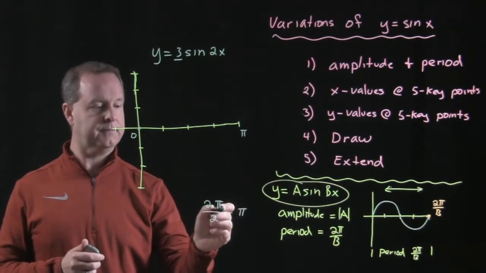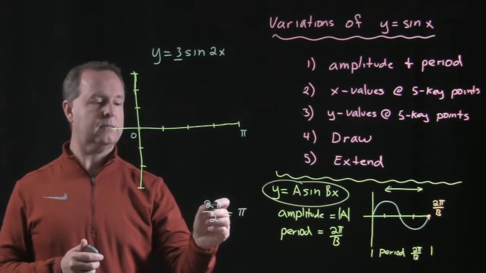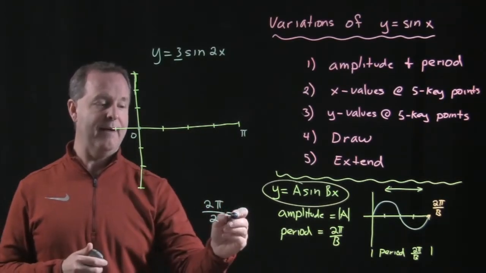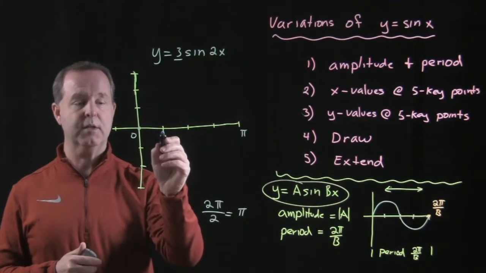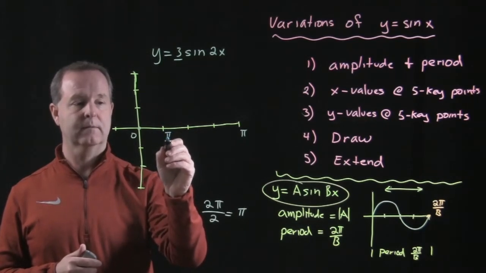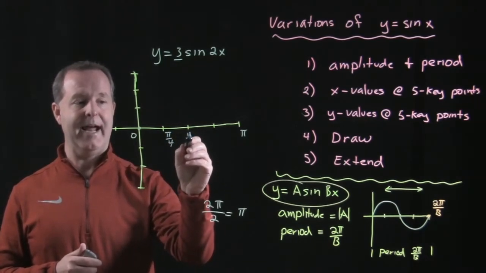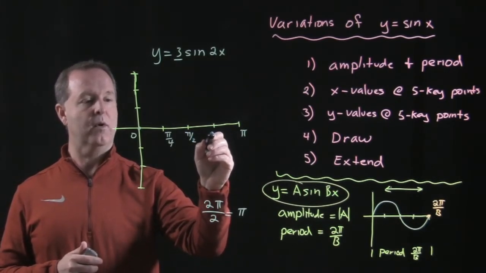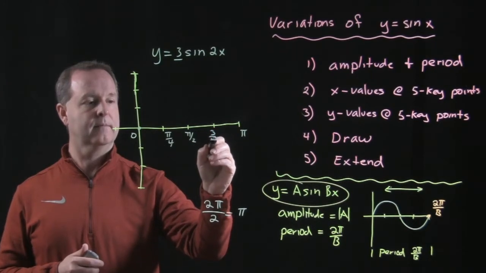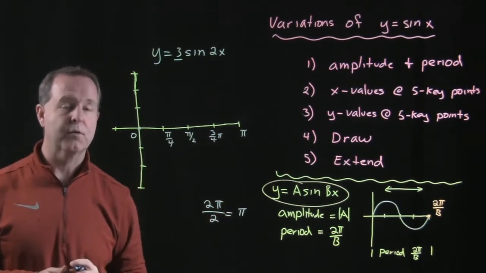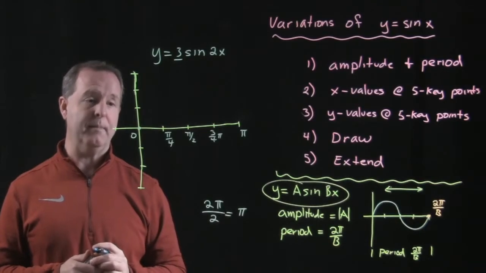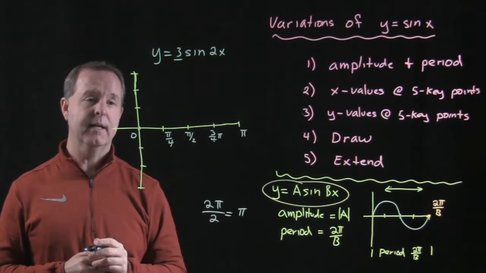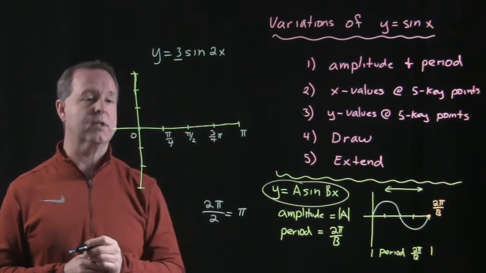Then from there, I divide that up into 4 chunks. Every 4th chunk is going to be a key point, so this first point is going to be pi fourths, then pi halves, and then 3/4 pi. So those are where my 5 key points will be. From there, I'm going to input the 5 values to get the nice, smooth, continuous curve.